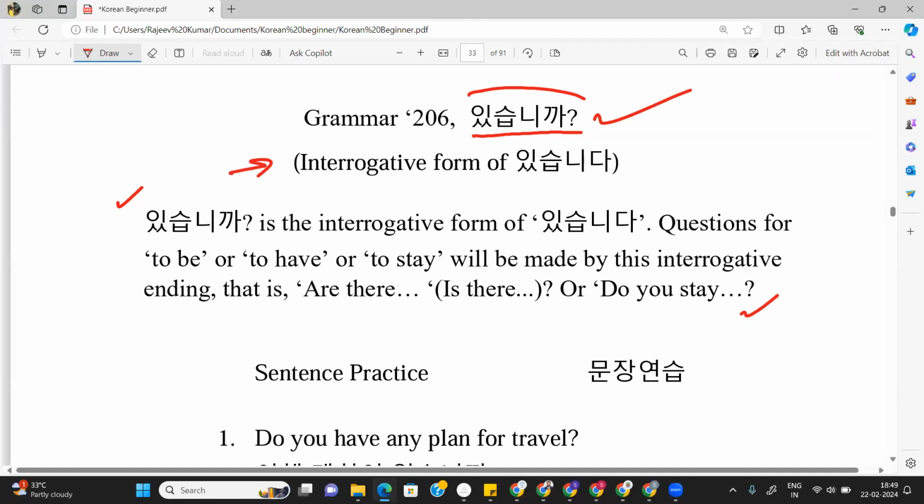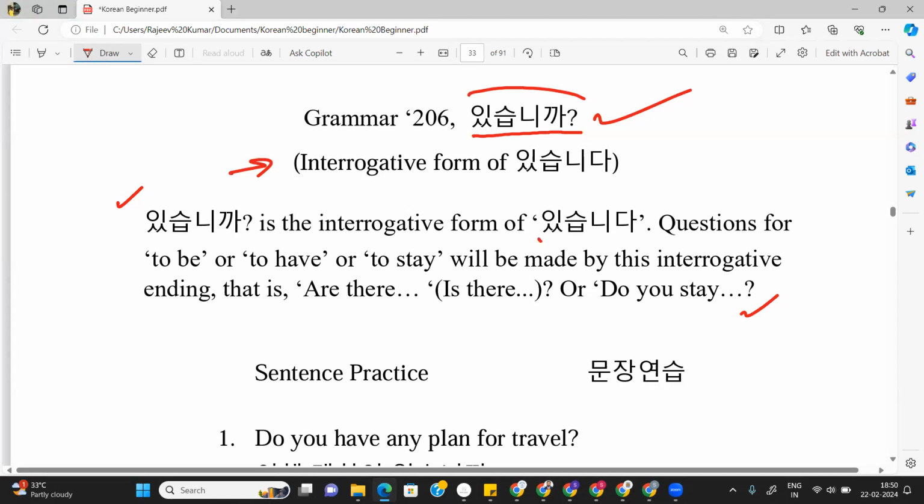Questions for to be or to have, to stay, will be made by this interrogative ending. That is, are there, is there, or do you stay? So it's the same which you have learned in the fifth chapter. Just that was the plain form, and this is the interrogative form. So meaning will be same, only we will ask the question and answer in this form.